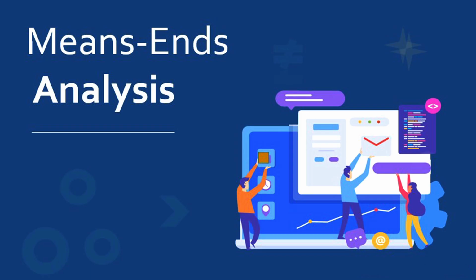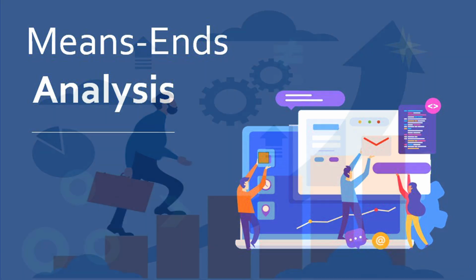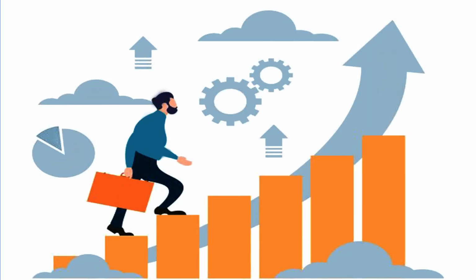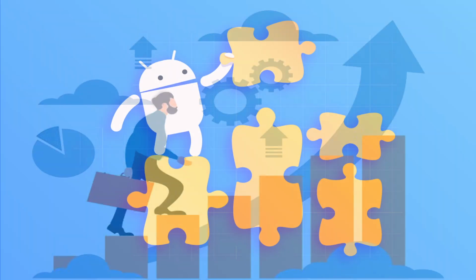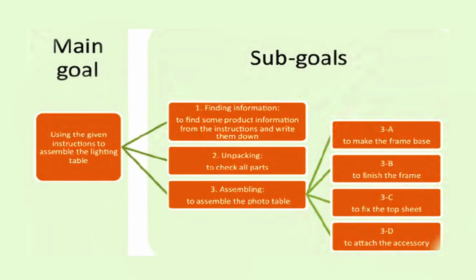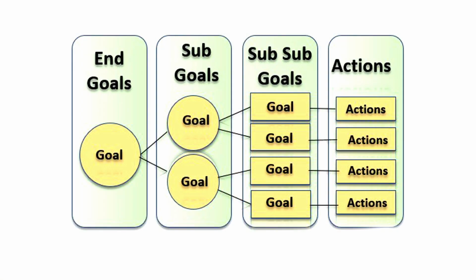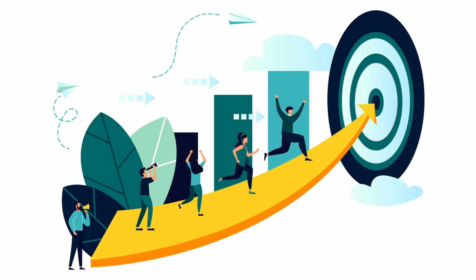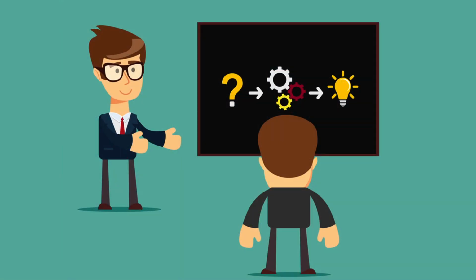Means end analysis is a problem solving technique that identifies the current state, defines the end goal and determines the action plan to reach the end state in a modular way. End goals are split into sub-goals and sub-sub-goals, and then action plans are drawn to achieve sub-goals first and then move towards achieving the main goal progressively. Most of the problem solving strategies will have either forward actions or backward actions.